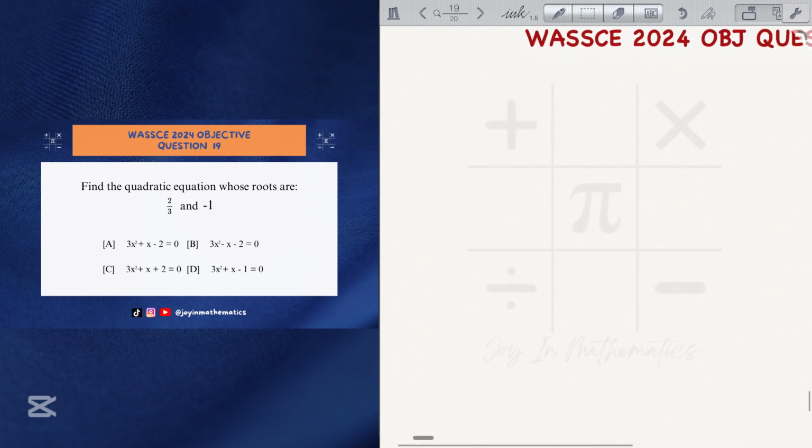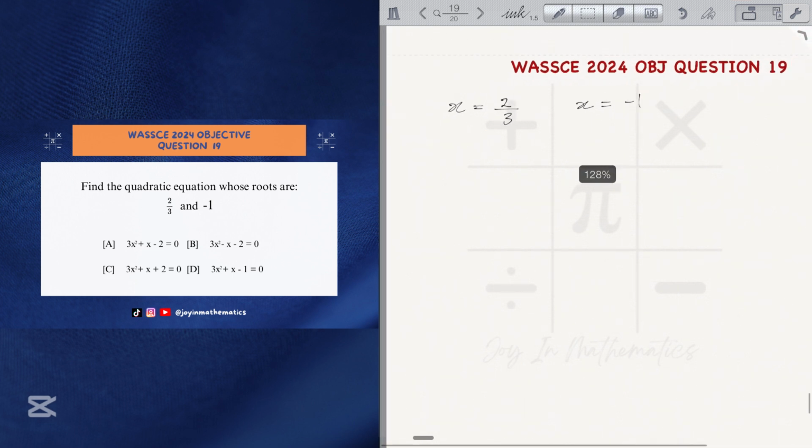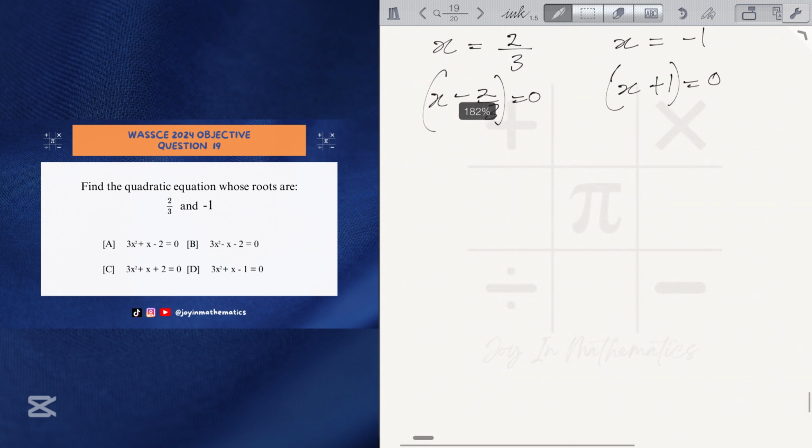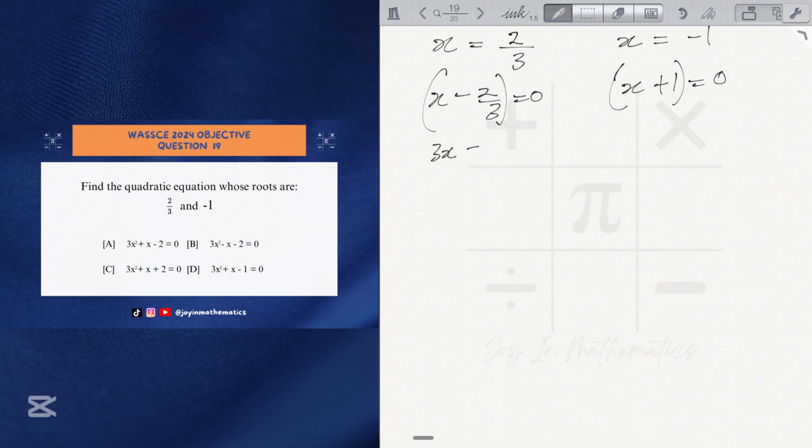Now we're given that the roots x equals 2 over 3, likewise x equals minus 1. So from the roots we can generate the factors of the quadratic equation. So this will be x minus 2 over 3 equals 0. Likewise this will be x plus 1 equals 0. So this is a factor, likewise this is a factor. With this we can simplify this factor now. Just multiply all through by 3 and we will have 3x minus 2 equals 0.